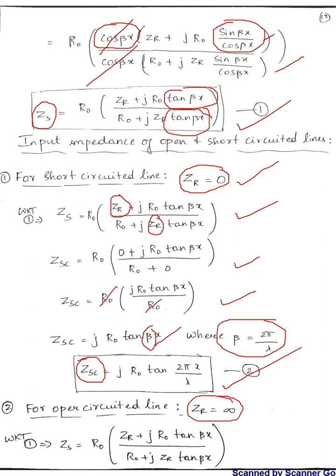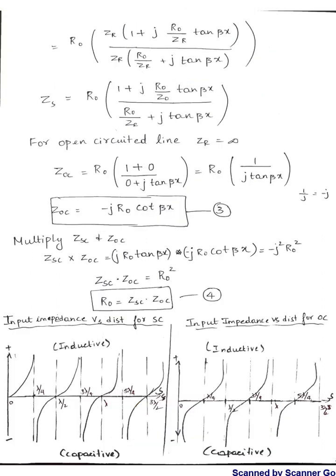So I'm going to write this first equation again, and if I substitute ZR as infinity directly, the whole equation will become infinity. So in order to avoid that, what we are going to do here is take ZR common. So if I take ZR common, I'll be getting ZR times 1 plus j R naught by ZR tan beta x, and similarly in the denominator also I'm going to take ZR common, so R naught by ZR plus j tan beta x. This is how I got this equation.